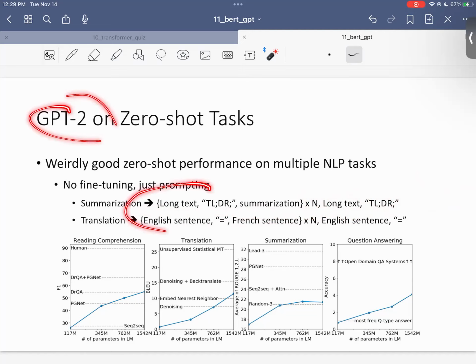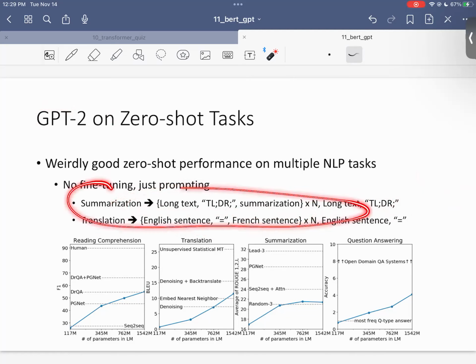And this is exactly how it was adopted in GPT-3 as well. So this kind of behavior was already being seen from GPT-2 as well.